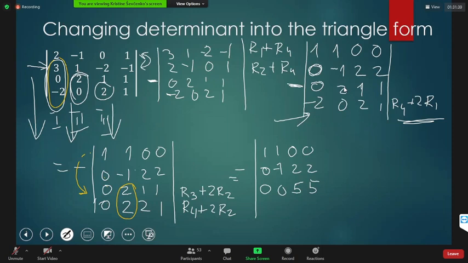And finally, second row times 2 added down to the fourth row. 0 times 2 plus 0 is 0. Minus 1 times 2 is minus 2 plus 2 is 0. 2 times 2 is 4 plus 2 is 6. 2 times 2 is 4 plus 1 is 5. All right. Now, if I could only make 0 there, I would have this diagonal form.